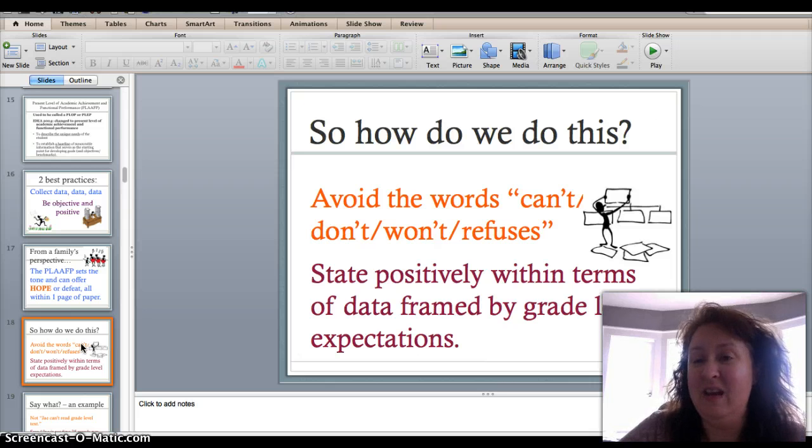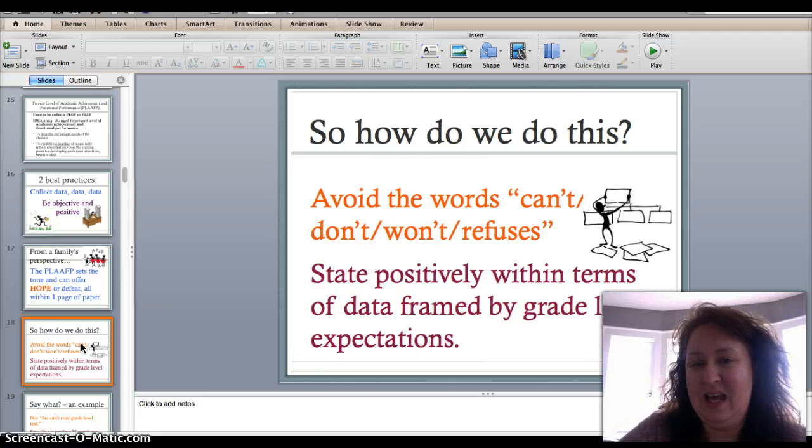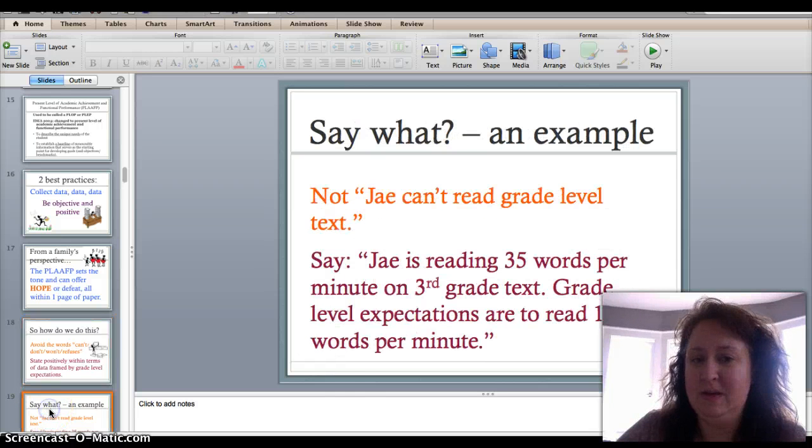If a student never follows directions, we're not going to say that. We're going to say, given an opportunity to complete a task, John completes his tasks with 0% accuracy. That's a data-driven statement that's stated in positive terms. We didn't say can't, never, won't, doesn't. It's just saying, given a task, he has 0% accuracy. That's a data-driven statement, and that's what we want to use.